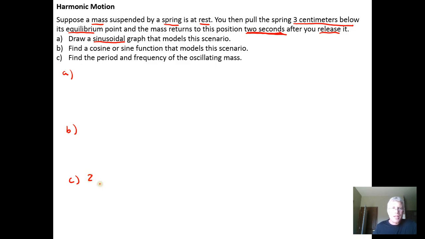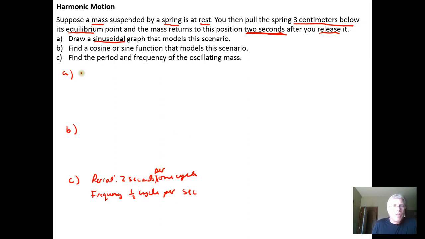So we could actually start: the period is going to be 2 seconds. It starts and returns, so that's 1 cycle. And once we know the period, we know the frequency, because the frequency is the reciprocal of that. It's 1/2 cycle per second. And we left the word per out of there.